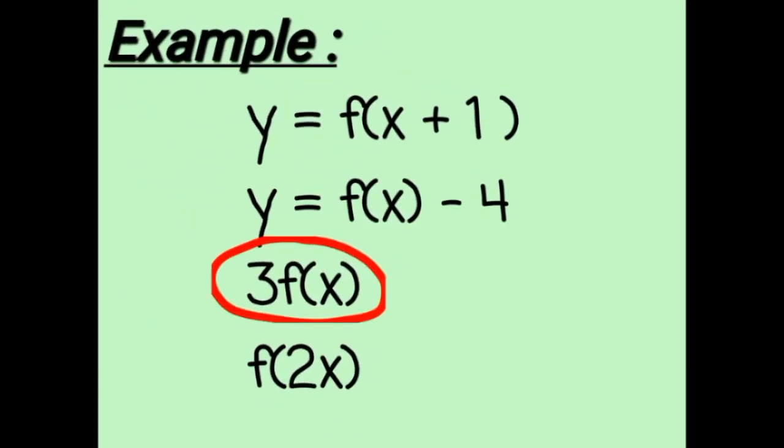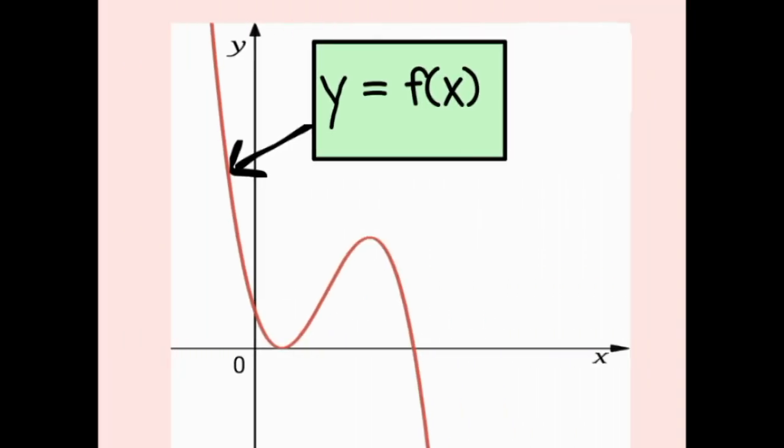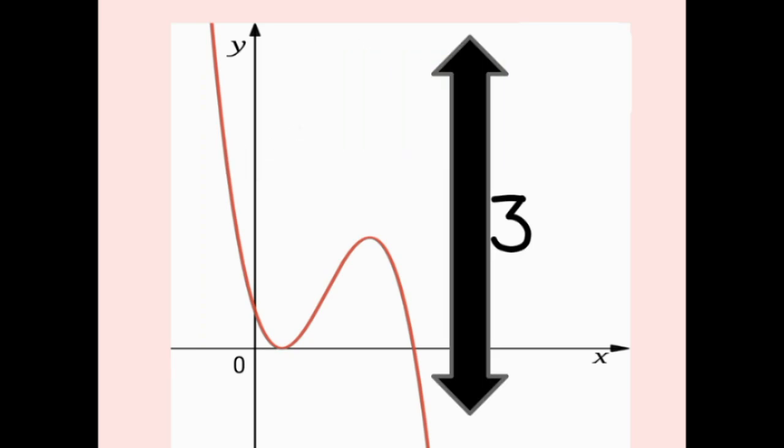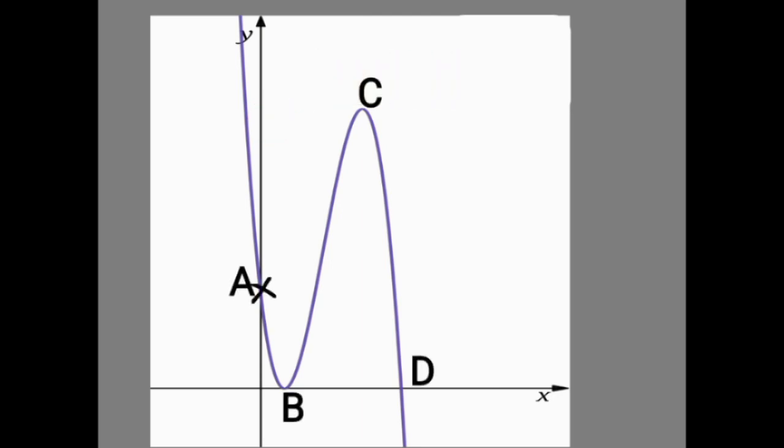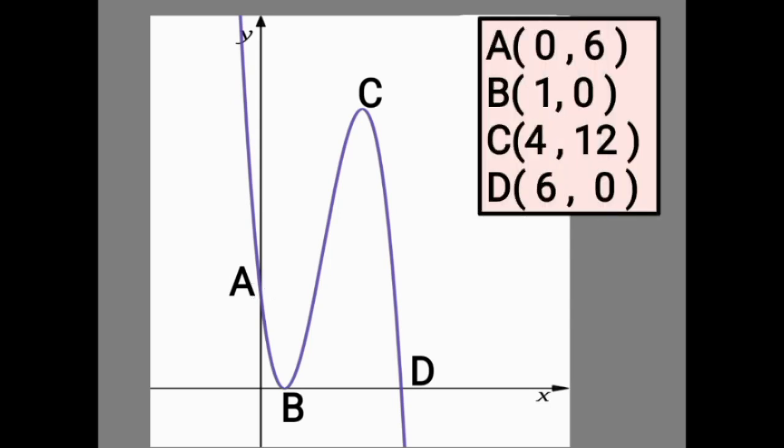3f(x). Here we multiply by 3 outside the function and hence this is the stretch of the graph y = f(x) by a scale factor of 3 in the y direction. So, all the y-coordinates are tripled. Now, this is the graph of y = 3f(x). As all the y-coordinates are tripled, the coordinates of the points A, B, C and D are now (0, 6), (1, 0), (4, 12) and (6, 0).